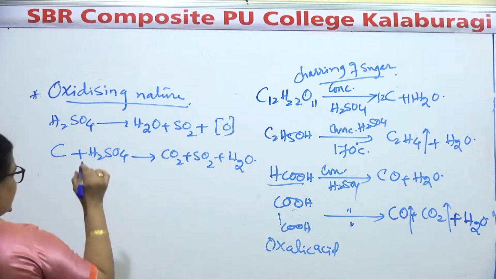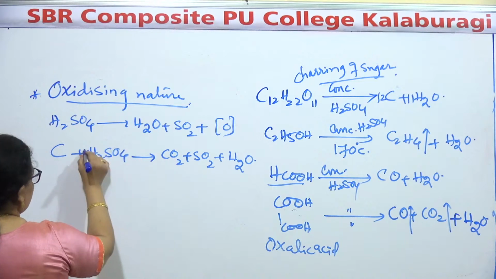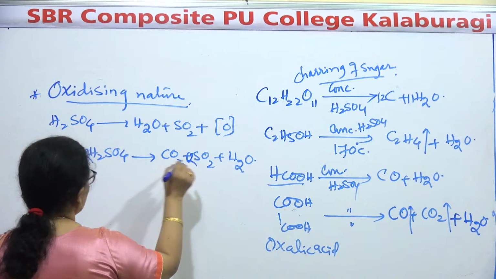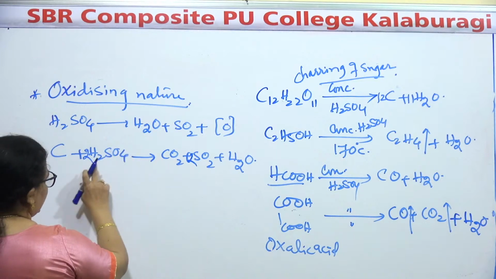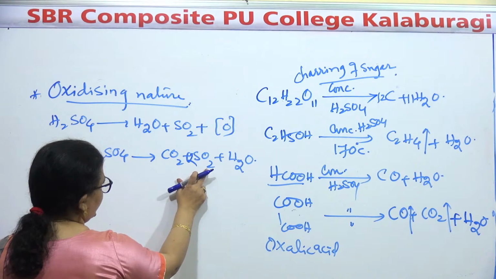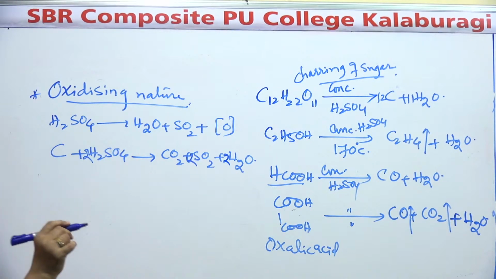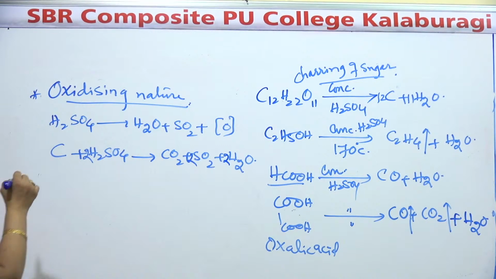Write the balanced equation. We write this as 2, this will be 2. Correct? Sulfur is balanced. Oxygen, how many are there? 2 4s are 8. 2 2s are 4. 6 and 8. So it can convert carbon to carbon dioxide.